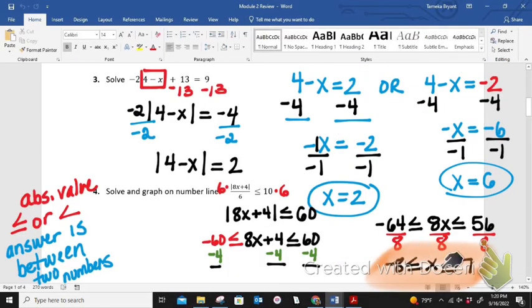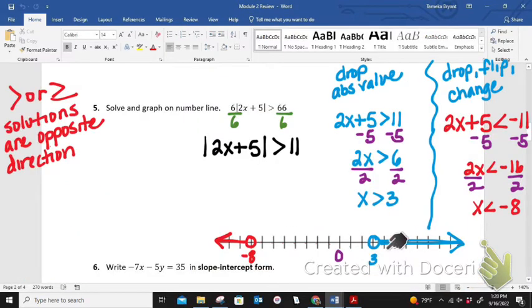So this is different when we look here. For this one, the answer fell between two numbers for a less than. But for a greater than, they're not in between. The numbers in between we don't use. We use the numbers going opposite directions. And that's really important for tomorrow's test, that you understand the difference between a less than and a greater than.